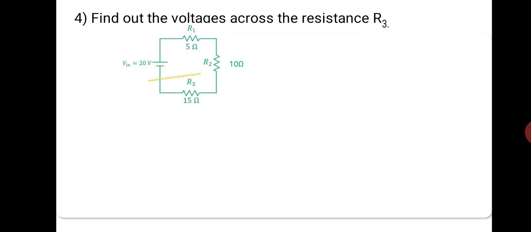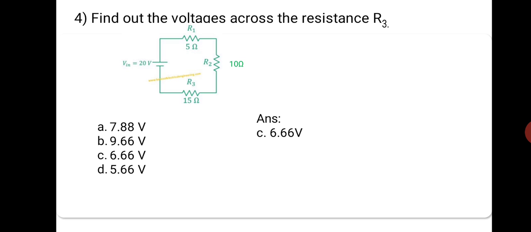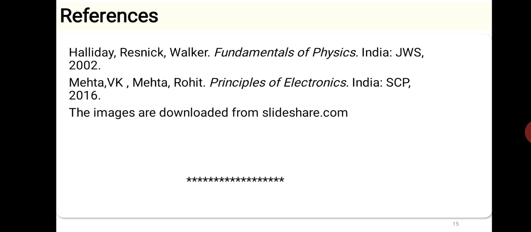In the figure, find the voltage across the resistance R3. Option A, 7.88 volts; option B, 9.66 volts; option C, 6.66 volts; option D, 5.66 volts. The answer is option C, 6.66 volts.